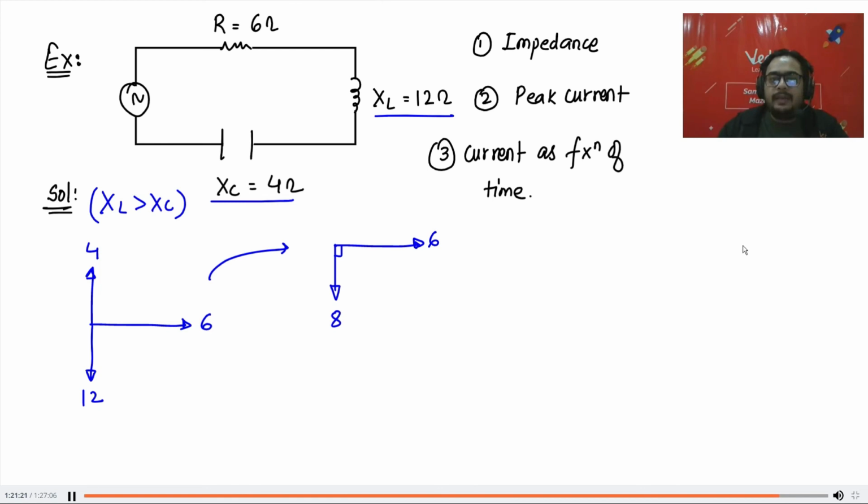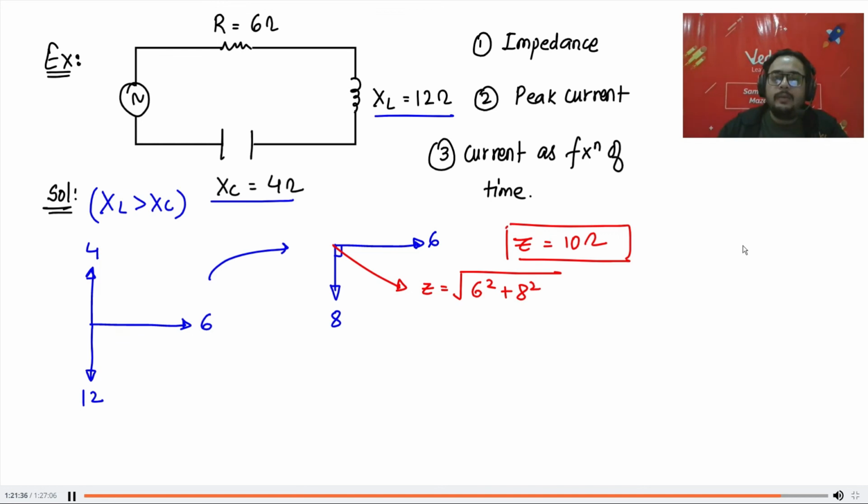So you will get the net impedance like this, under root of 6 square plus 8 square. This will give us Z is equal to 10 ohm. Am I correct? Z I got 10 ohm. So this is our first answer. Let me say this angle is phi. So how much will be tan phi? Tan phi is XC minus XL, which is 8, by R, which is 6, which is 4 by 3.